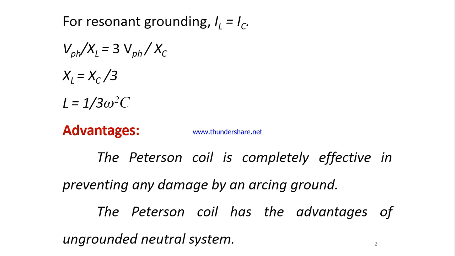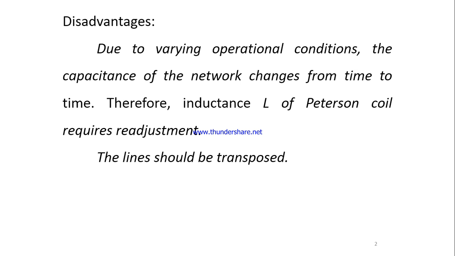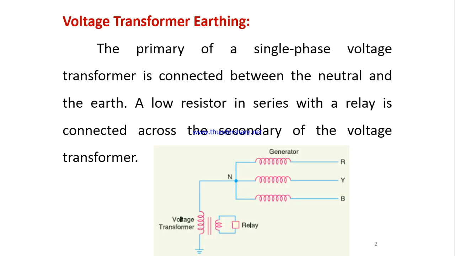The various advantages are that we can prevent the damage of arcing ground to the maximum, and the main advantage is that it will have some advantages of the underground neutral system. The main disadvantage is that due to varying operational conditions, the capacitance may change from time to time, and therefore the inductance of the Peterson coil has to be readjusted. The lines should compulsorily be transposed.